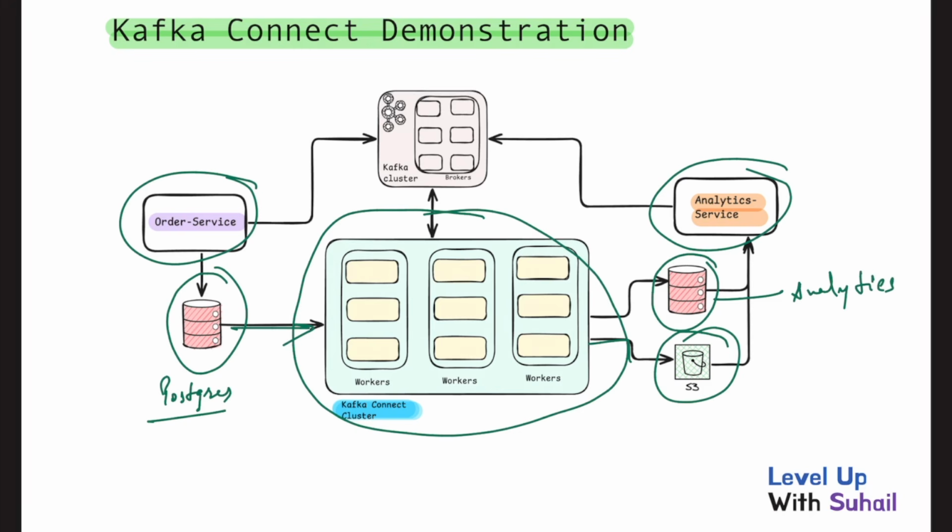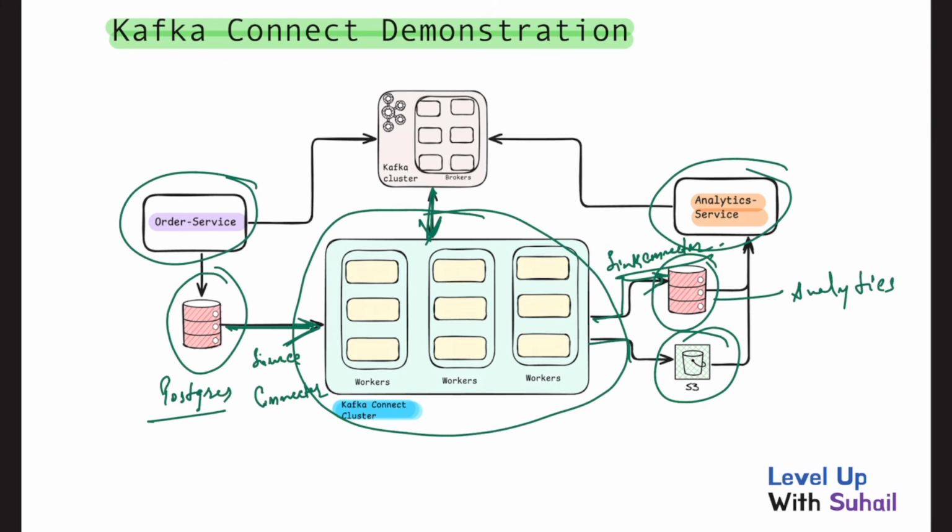This is also being used by the analytics service, right? When you are reading the data from Postgres and feeding it to the external system, at this point you would be using the source connector. When you want the data to be read from Kafka to the external system, you would be using the sync connector.